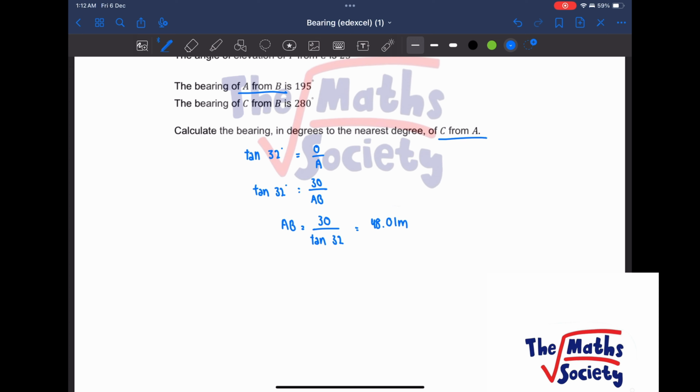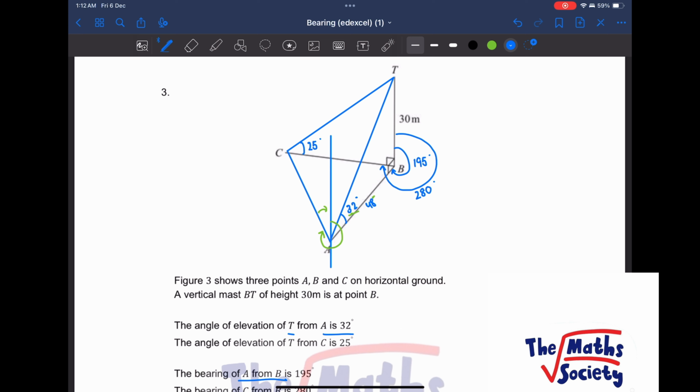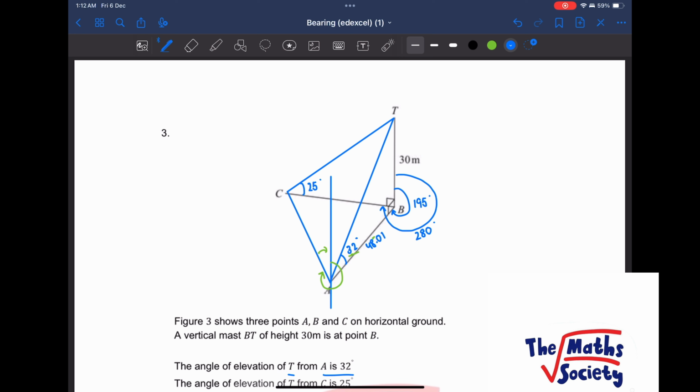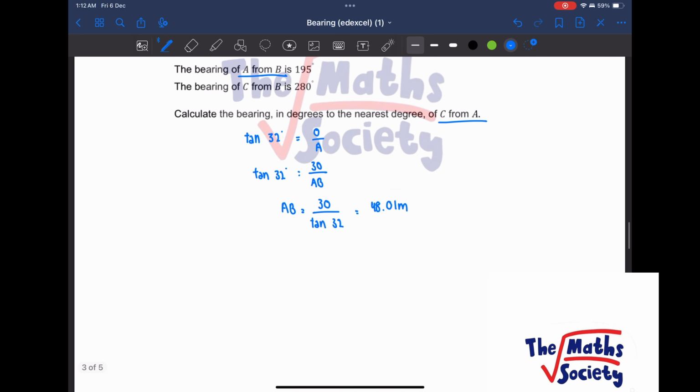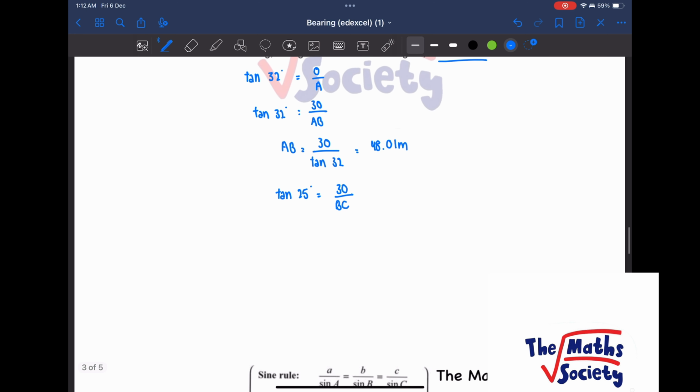And next, okay, let me write it down first. So this is 48.01. So next we want to find the length of BC. We want to know what's the length of this BC, so we can use this angle, which is 25, with the same rule as in tangent. So this time it will be tangent 25 equals 30 over BC as well. So BC would be equal to 30 divided by tangent 25, which will give an answer of 64.3 meters.